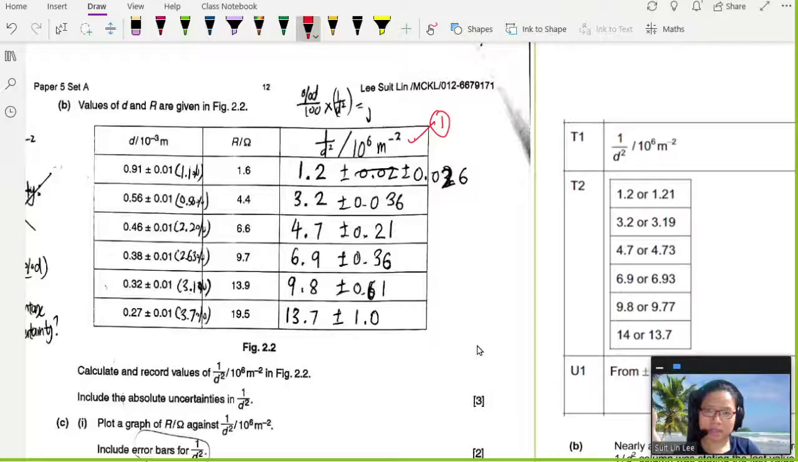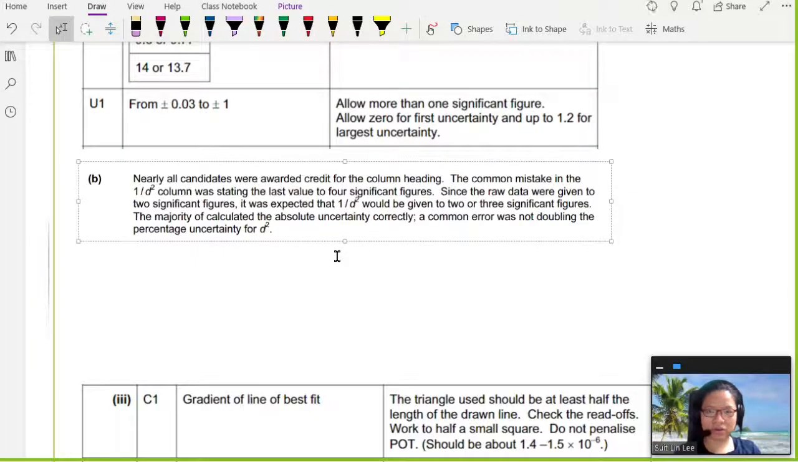Okay, because if you look at the examiner report, nearly all candidates were awarded credit for column heading. Of course, dude, we are transferring this thing to here. Even you cannot even copy this thing to here. Maybe get new glasses. Time for a glasses check now.